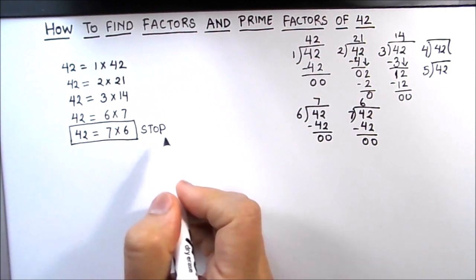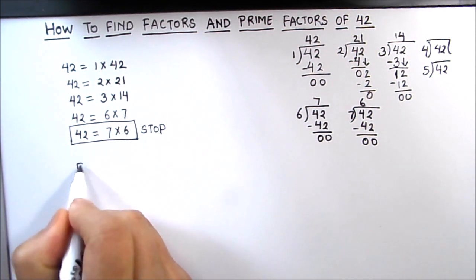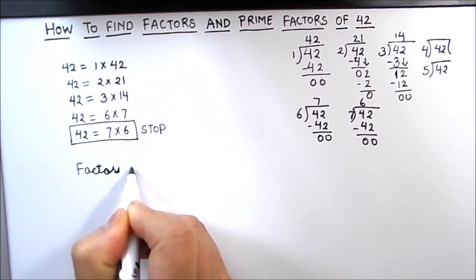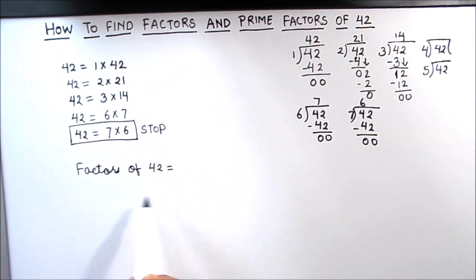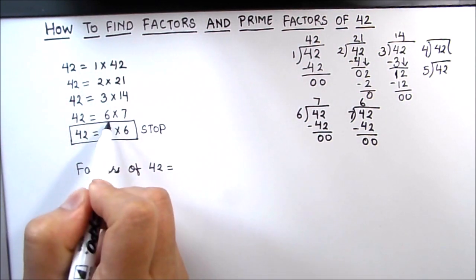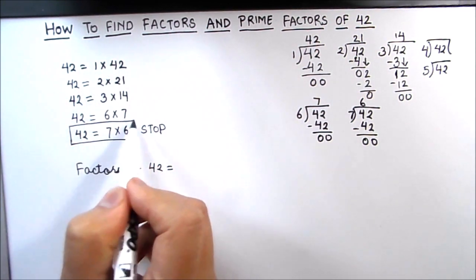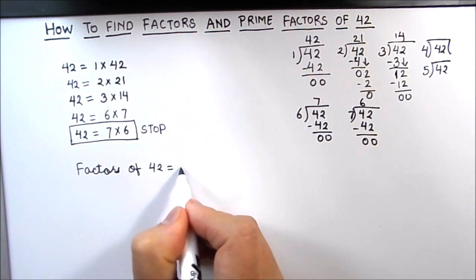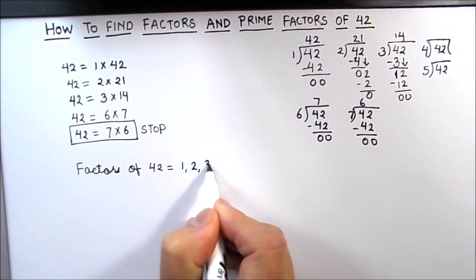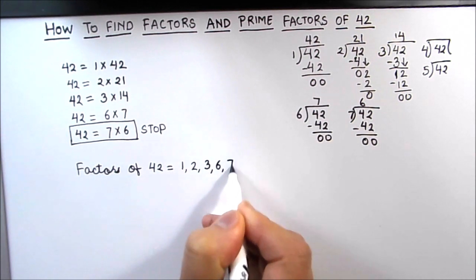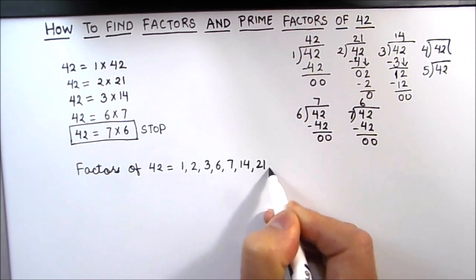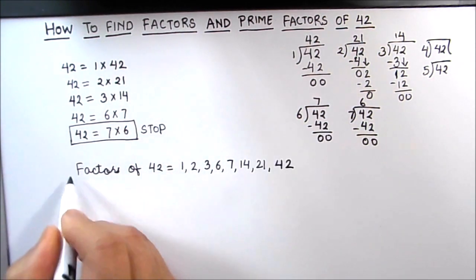So now let's write the factors of 42. We are going to write the factors in increasing order. So first we'll write the numbers on the left hand side and then we'll write the numbers on the right hand side. So this is 1, 2, 3, 6, 7, 14, 21 and 42. These are all the factors of 42.